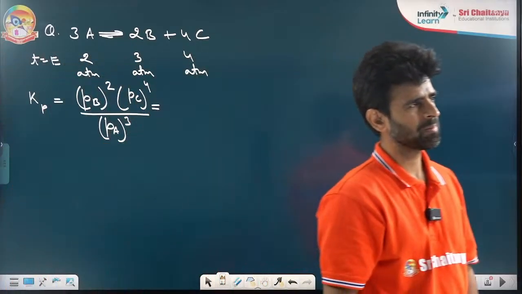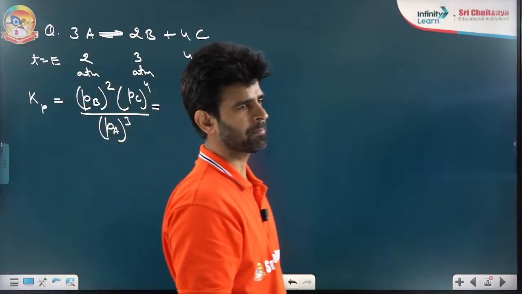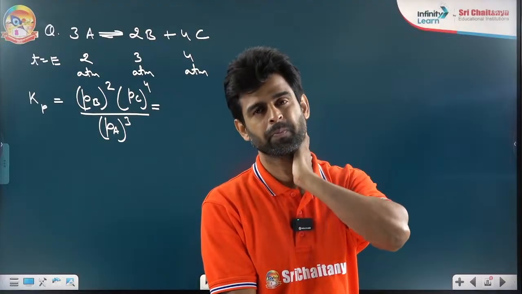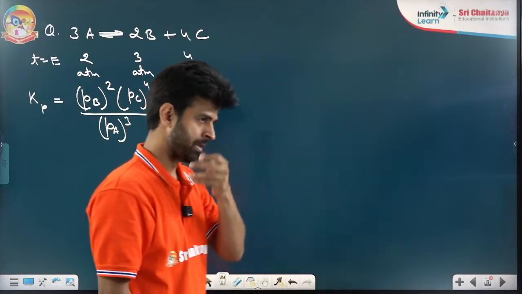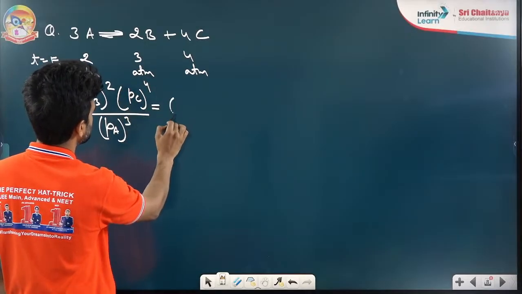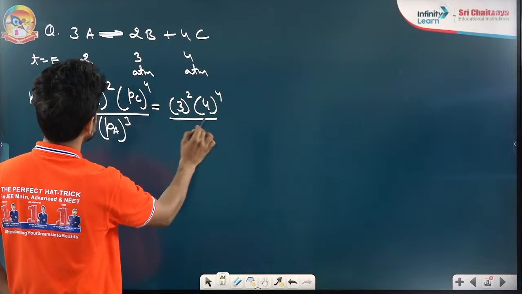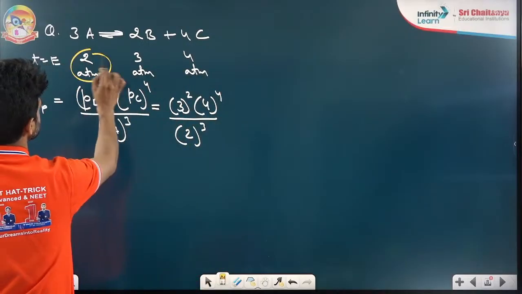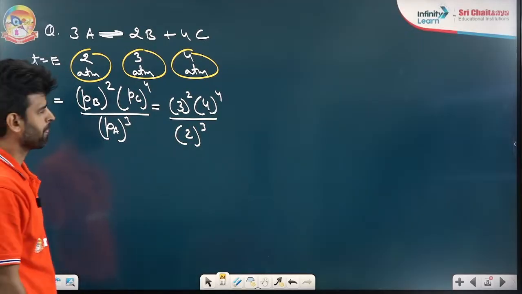Okay, tell me the answer, beta. What's coming from here? Exactly the same way you have to go. Nothing is different in the questions of Kp. What do we have here? Partial pressure of B, how much? They gave 3. 3 power 2. Partial pressure of C, how much did they give? 4. 4 power 4. Divided by partial pressure of A, how much did they give? 2. 2 power 3. If you see carefully, it's 2 atm given, it's 3 given, it's 4 given. So here 3 power 2, here 4 power 4, and here 2 power 3. Fine?